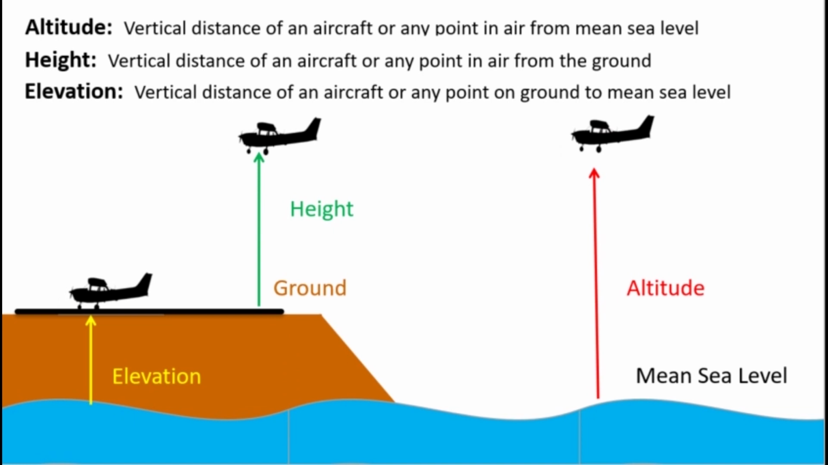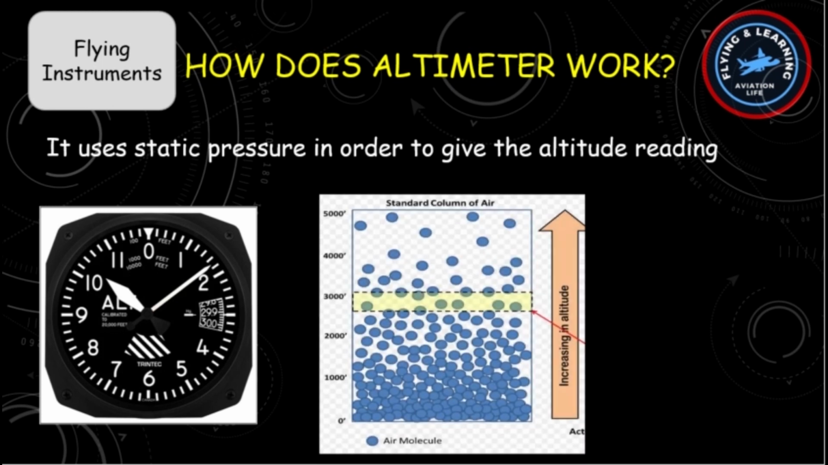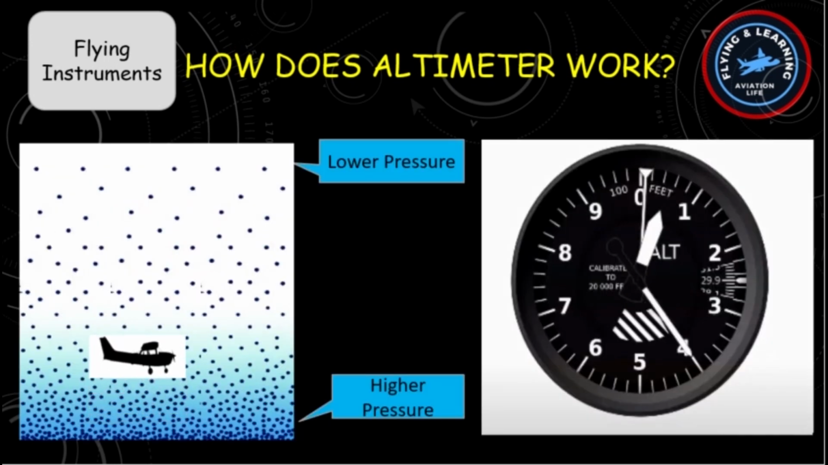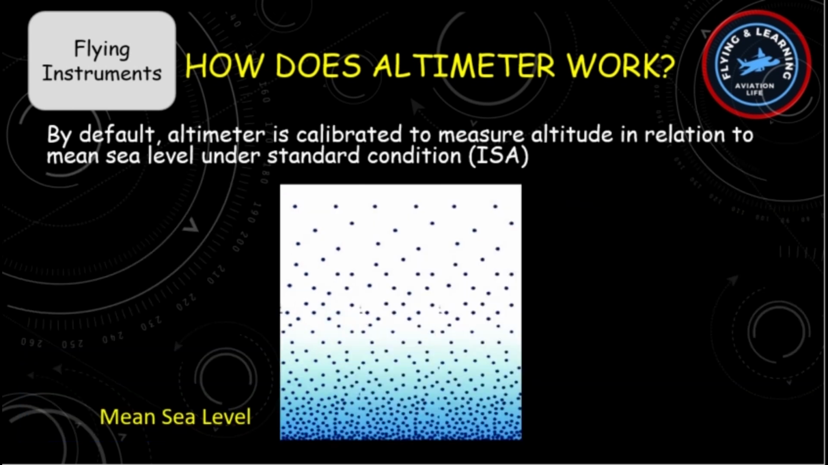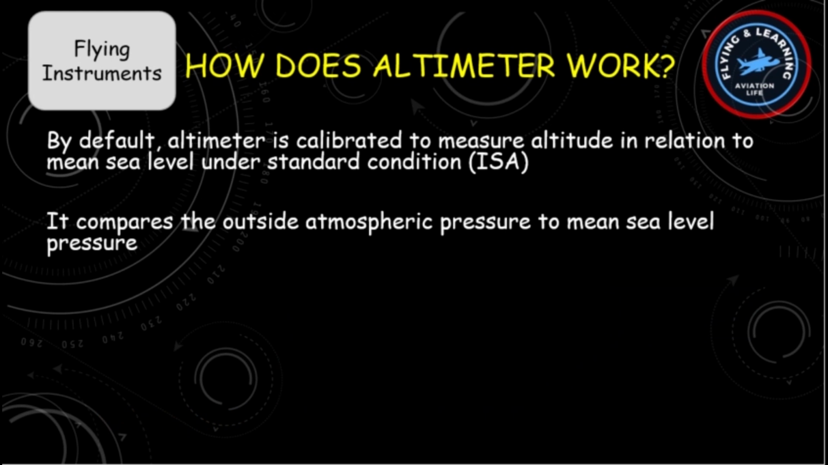Let's see how an altimeter works. It uses static pressure in order to give the altitude reading. If we see a column of air, the number of air molecules decreases with increase in altitude, and we have lower static pressure. Once the aircraft climbs from a high pressure area to a lower pressure area, the altimeter interprets the change in pressure and gives the readings in terms of gain in altitude. By default, the altimeter is calibrated to measure altitude in relation to mean sea level under standard conditions. It compares the outside atmospheric pressure to mean sea level pressure.